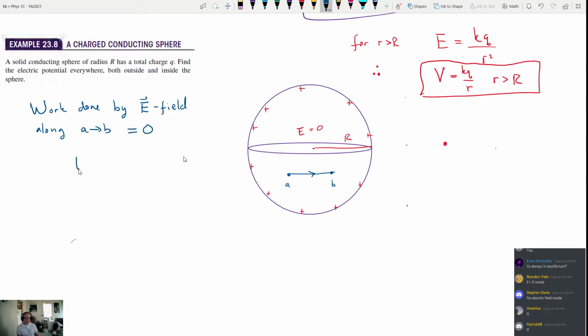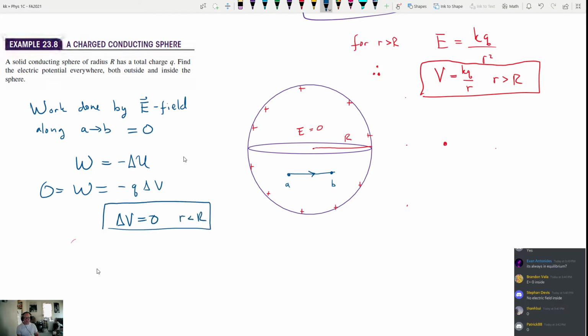Well, we said before that work is related to the negative of the change of potential energy, and the change of potential energy is negative Q times delta V, right? So if the work done is equal to 0, then delta V has to be equal to 0. So that's the answer. For r less than R, delta V is equal to 0. And that's not really the answer, though, right? Because it says to find the electric potential, and this is electric potential difference, right? Electric potential difference. So now what we have to do is we have to go to the point where these two have to meet up with each other.